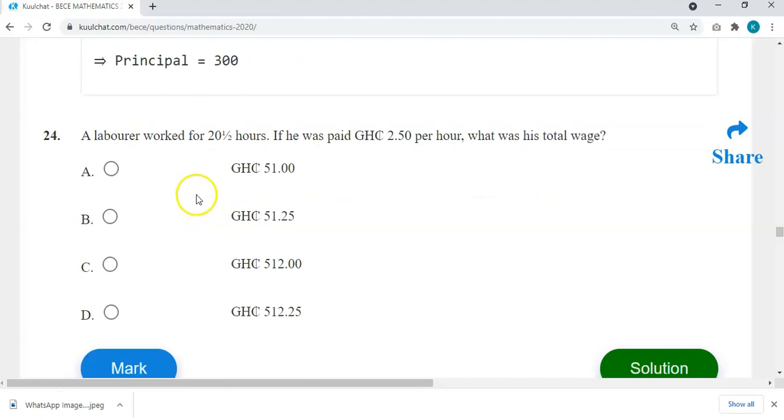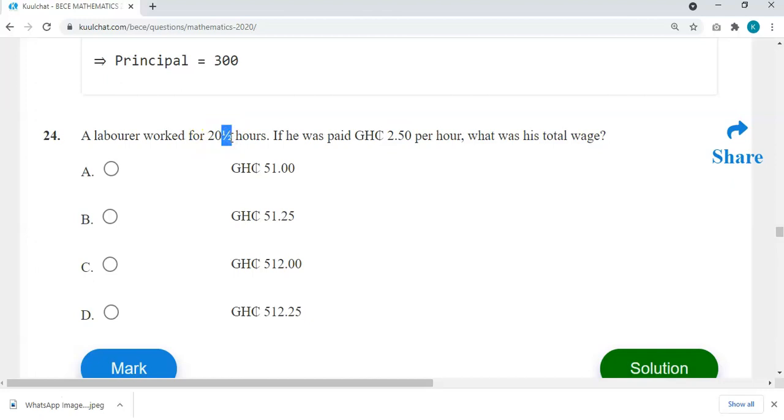A laborer worked for 20 and a half hours. If he was paid 2.5 per hour, what was his total wage? Okay, so per hour means every hour is given this amount. So if you want to get this total amount, you just multiply this per hour by the number of hours he worked.